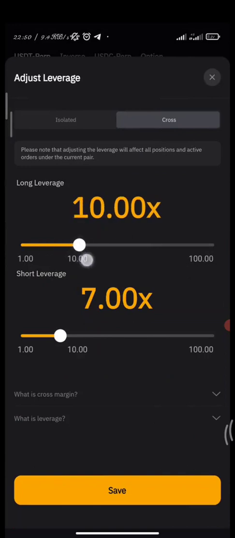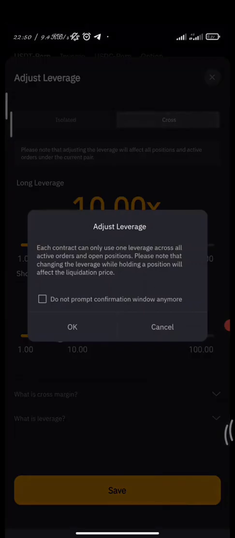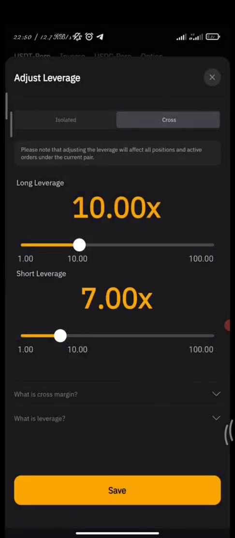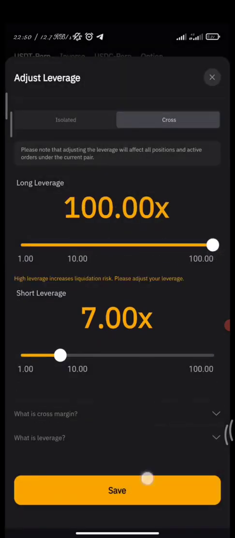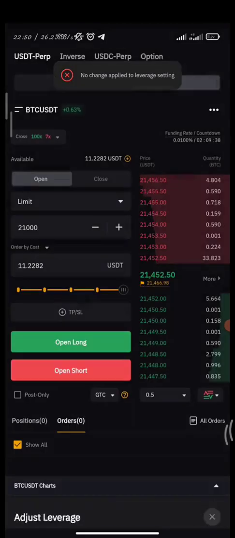Let me say I want to use 10. Save. Okay, let me show you something here again. What I mean is that when you increase your leverage, it is going to increase your liquidation price.